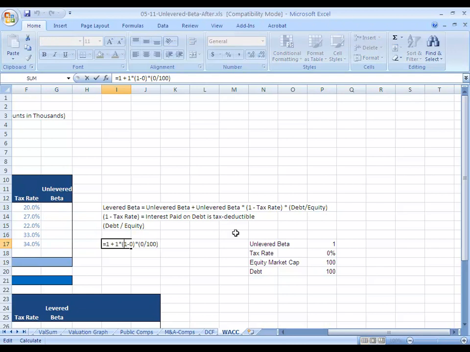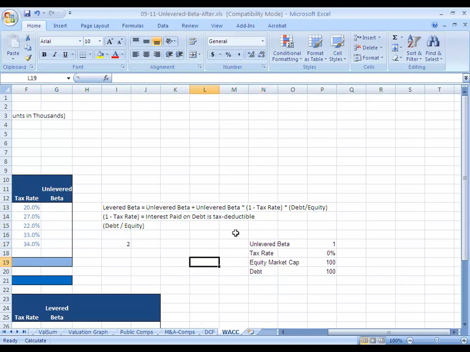So we still want to be taking the unlevered beta of 1 here, adding unlevered beta times 1 minus the tax rate. But now what we want to do is rather than taking 0 divided by 100, we now have 100 worth of debt on our balance sheet. So now what happens is that our levered beta becomes 2. So now the company is twice as risky because it has raised debt equal to its market cap here.